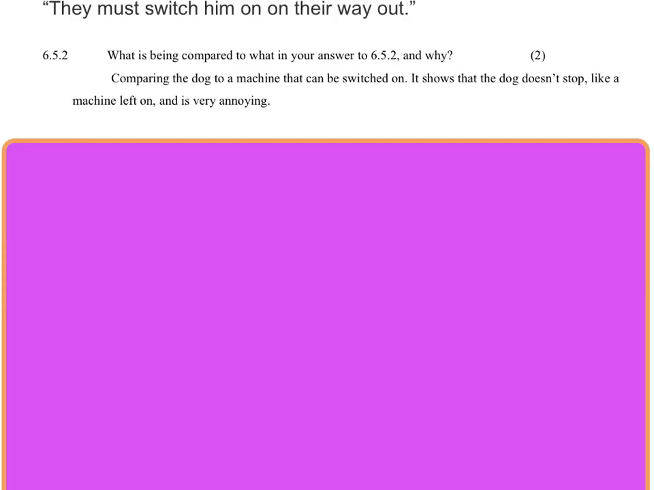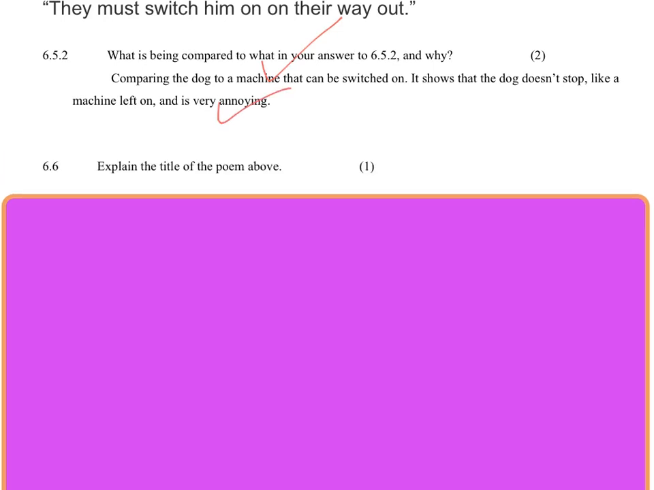So this question said, what's being compared and why? So the dog's being compared to a machine that can be switched on. That's the one mark where you say this is compared to this. And then why? The dog doesn't stop. It's like a machine. It's very annoying. Something along those lines to explain it.